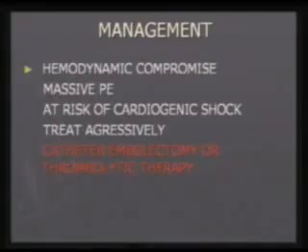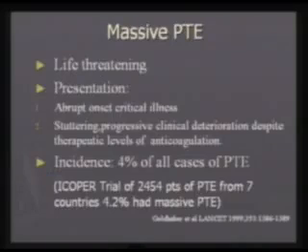Now, coming to the management part, it really depends upon the degree of hemodynamic compromise. Massive pulmonary thromboembolic patients are at a risk of cardiogenic shock. They should be treated very aggressively. Heparin and thrombolytic therapy are usually the treatments of choice. As far as the various invasive measures are concerned, which we shall be discussing subsequently, they are not so easily available. So the mainstay of therapy remains the heparin as well as the thrombolytic therapy.